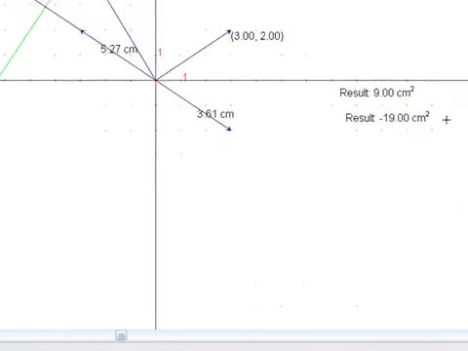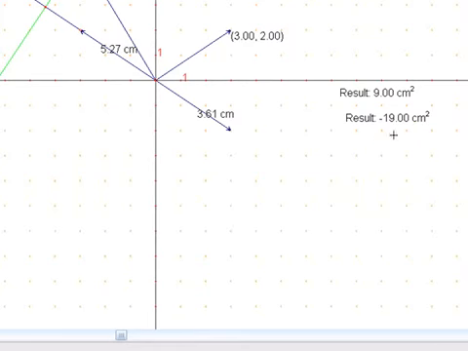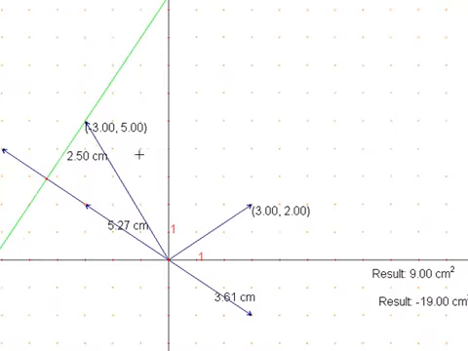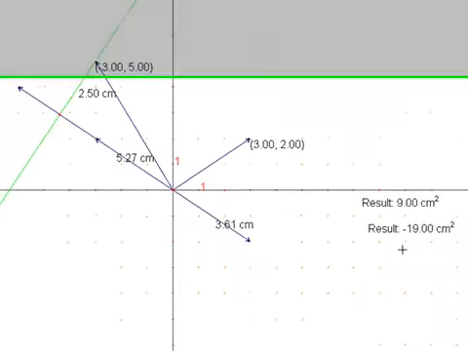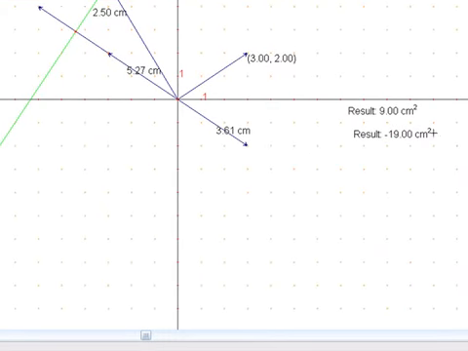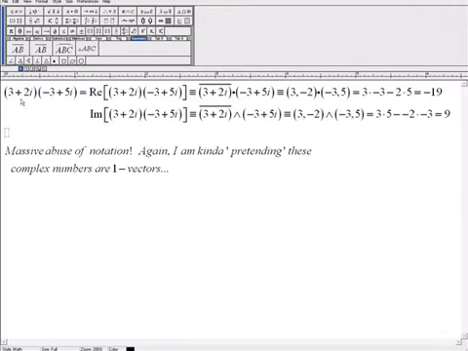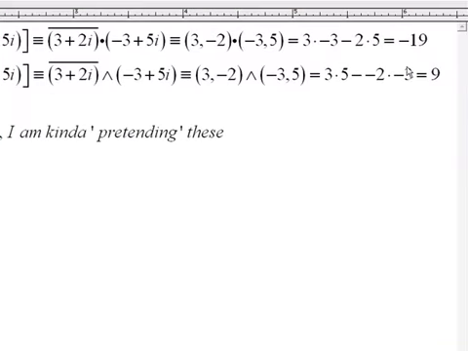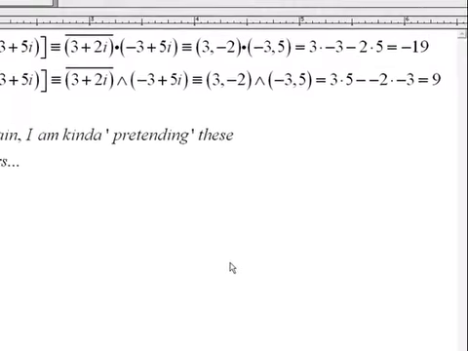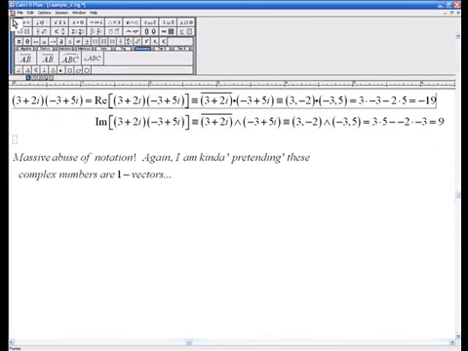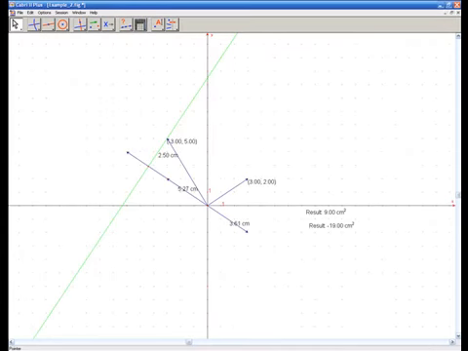This tells us that, of course, our result is the product of 3 plus 2i and negative 3 plus 5i, which is negative 19 plus 9i. And in fact, if we check this, you see I've calculated here already, negative 19 plus 9i. You can see it all works out, unless I've made some other mistake, which I'm hoping I haven't.